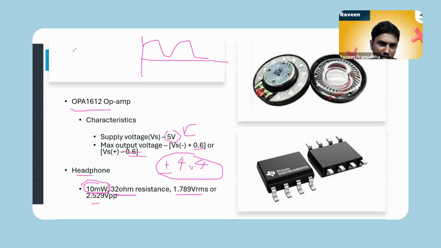1.789 VRMS. VRMS means a kind of DC voltage measurement of the AC signal. So VRMS means V peak over root 2 in a sinusoidal wave. Or we can use the V peak to peak value, which means the difference between two peaks. So this is the voltage input for my headphone speakers. We need to give 1.789 volts as VRMS, so 2.529 volts as V peak to peak.